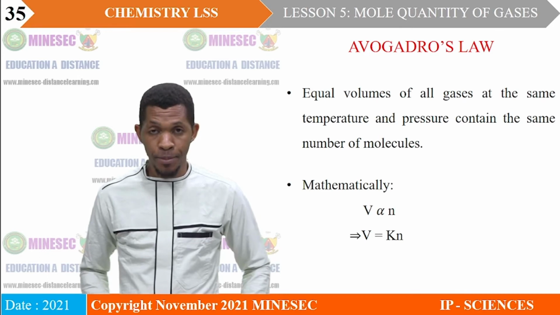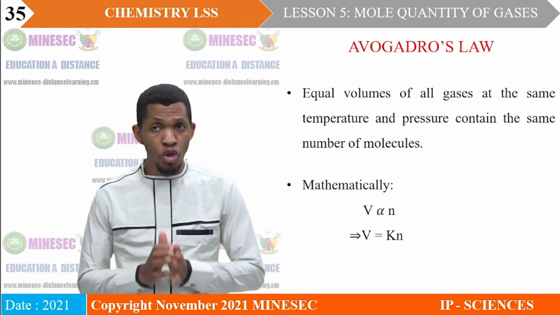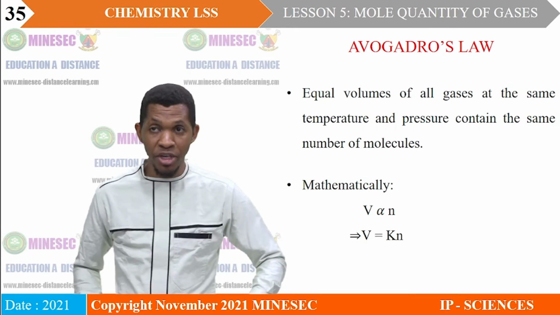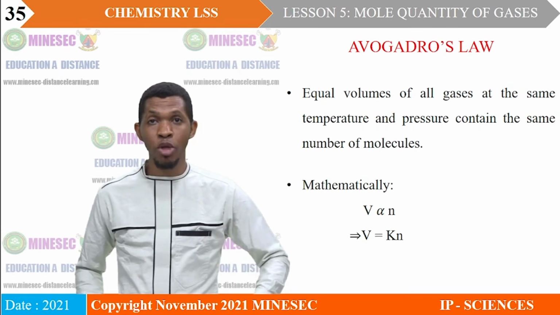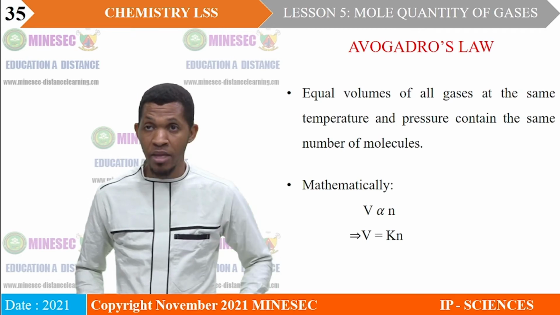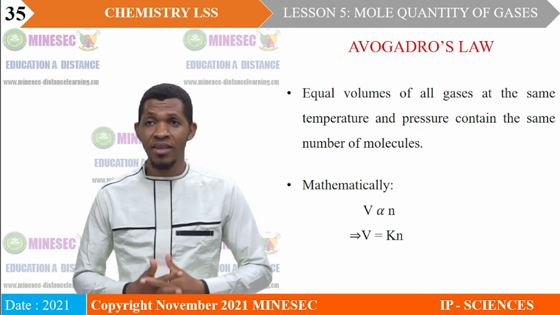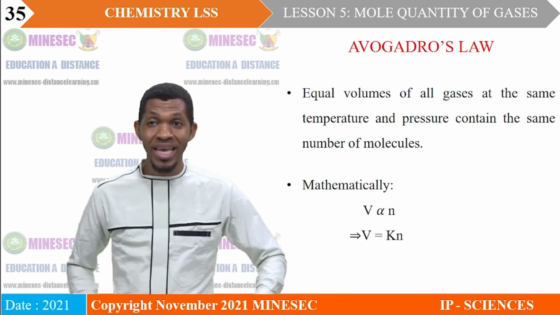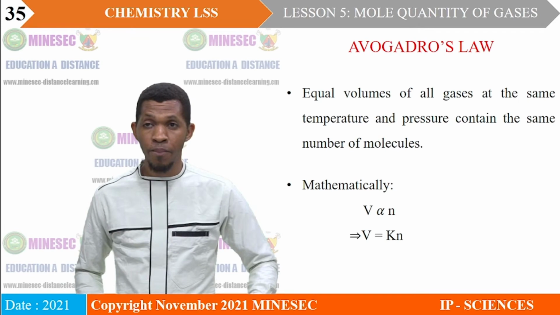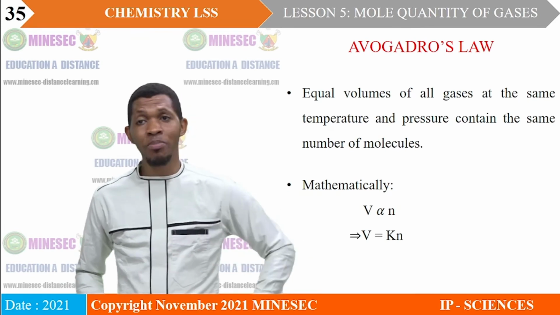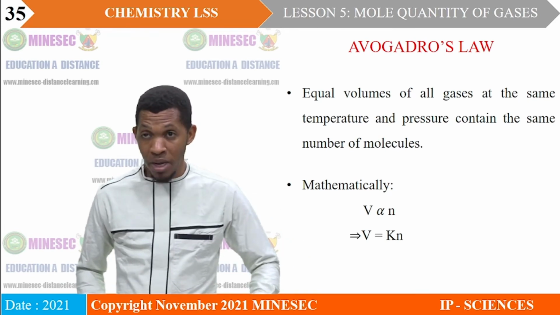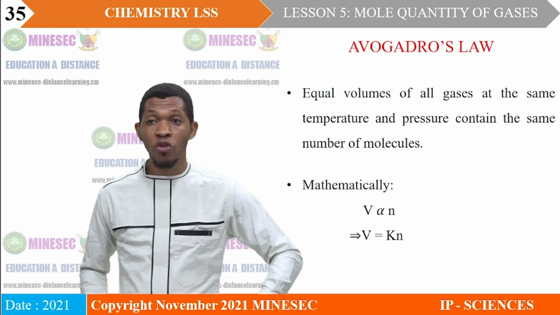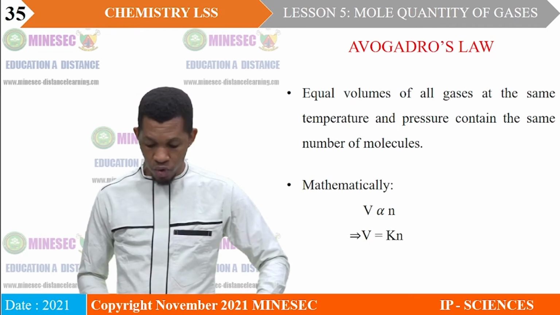Avogadro's law. Avogadro's law states that equal volumes of all gases at the same temperature and pressure contain the same number of molecules. I repeat, Avogadro's law states that equal volumes of all gases at the same temperature and pressure contain the same number of molecules. Avogadro's law can be expressed mathematically as volume is directly proportional to number of molecules. Introducing a constant of proportionality, V will be equal to K times N.